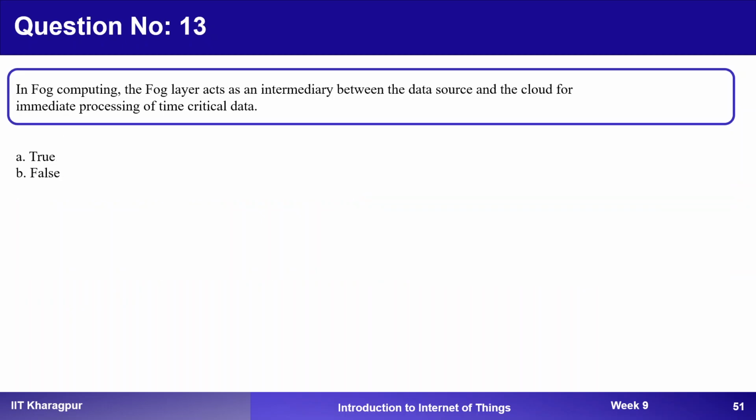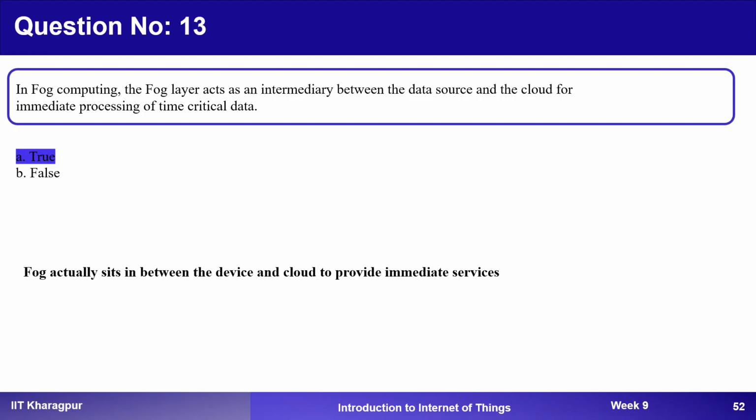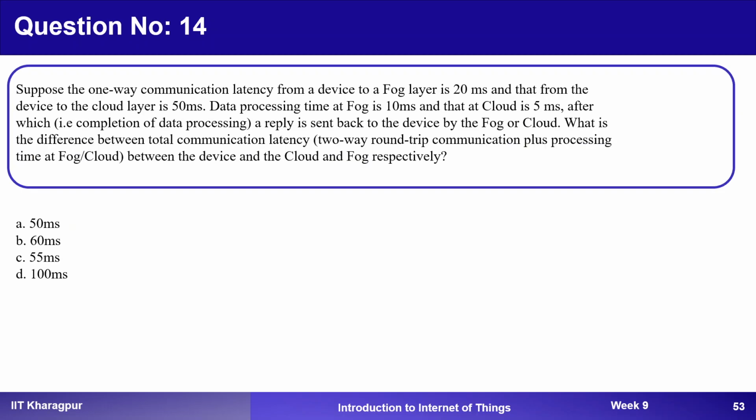Now question number 13. In fog computing, the fog layer acts as an intermediary between the data source and cloud for immediate processing of critical data. State whether this is true or false. So this statement is true. Fog computing sits in between your end devices and your cloud layer.